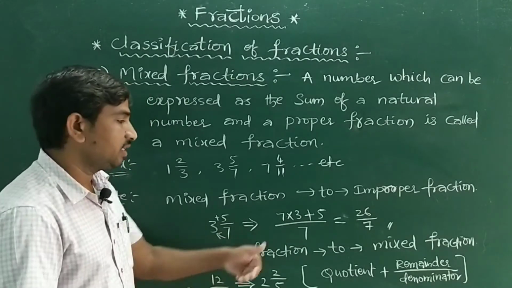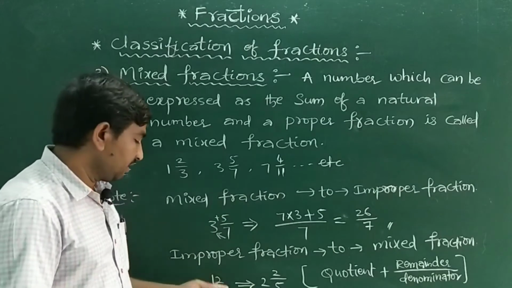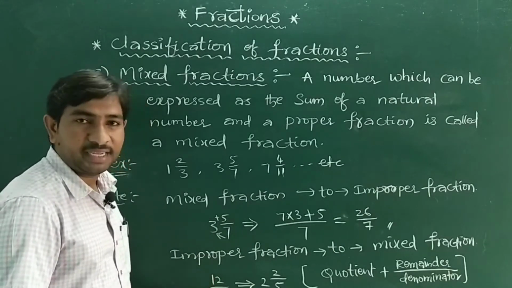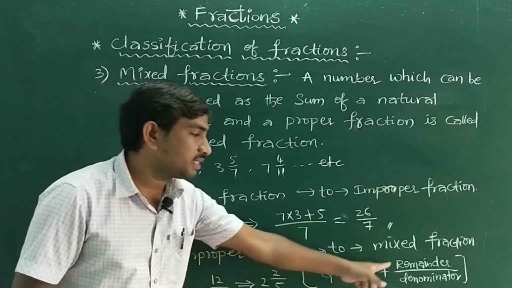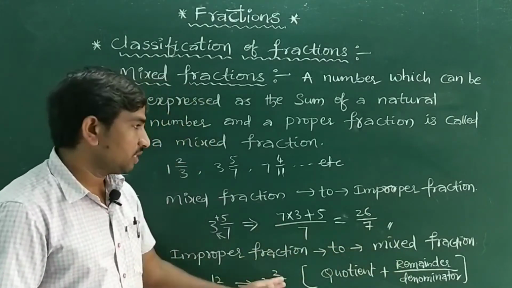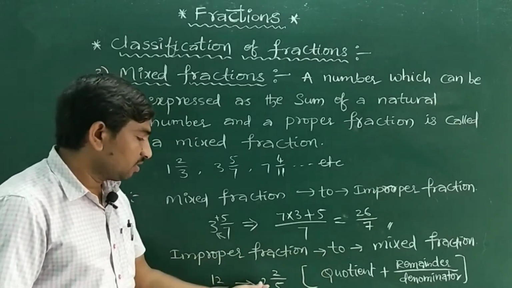We have to convert that into the mixed fraction. How will it be? Divide 12 by 5, then you will get 2 by 5. It means quotient plus remainder by denominator. Quotient plus remainder by denominator. How? So, 12 by 5.